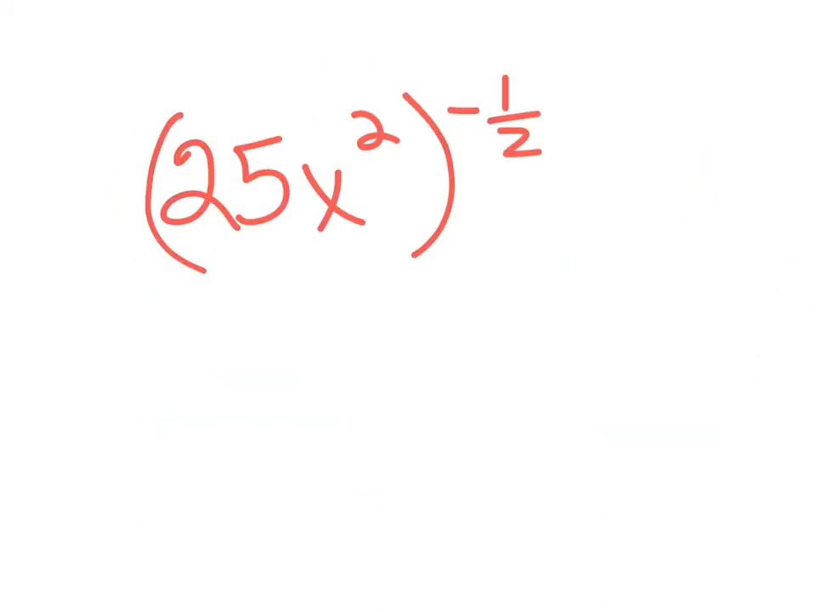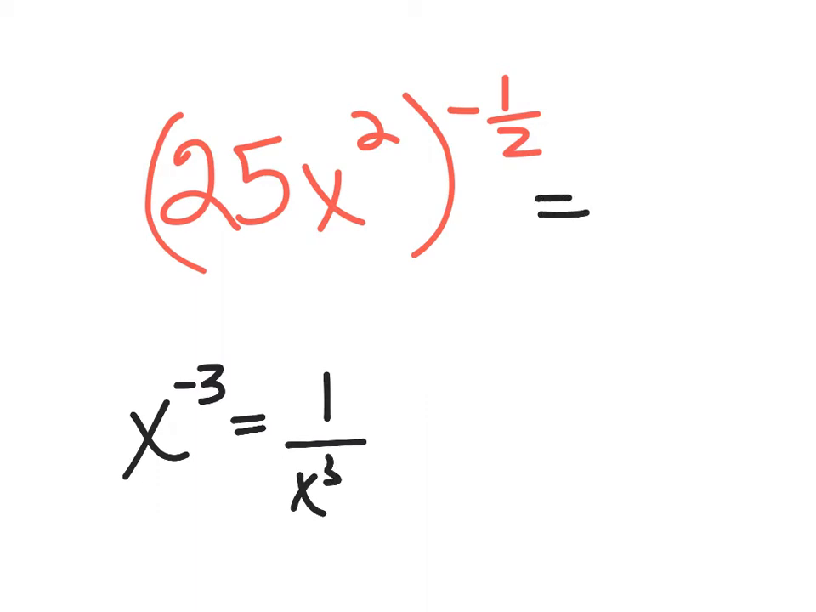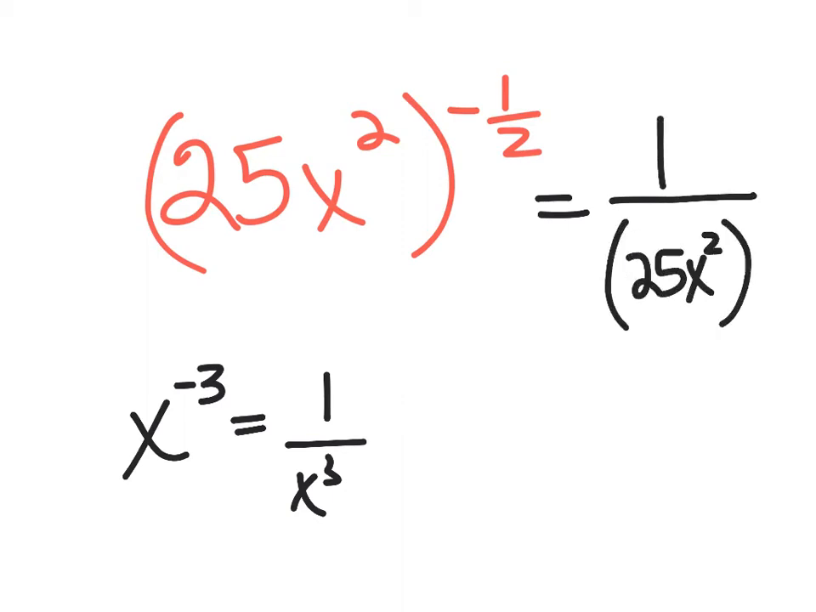All right, let's say I had one that looked like this: 25x squared to the negative 1/2 power. Before we get to this, let me give you a quick refresher. If I had x to the negative 3rd power, remember you can rewrite that as 1 over x to the 3rd. So I can rewrite this one as 1 over 25x squared to the positive 1/2 power. Now I can work that out.